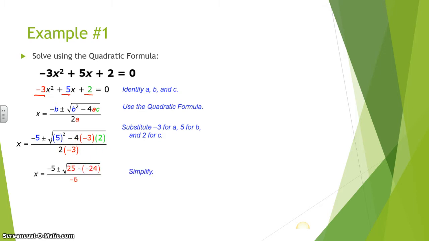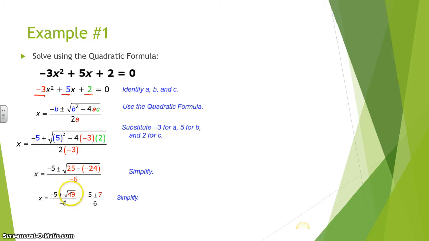So now what we're going to do is simplify this down. So we'll leave negative 5 outside of the square root symbol. Negative 5 plus or minus 5 squared is 25. Then negative 4 times negative 3 times 2 is going to give me negative 24 here. So it's 25 minus 24, all of that is over negative 6. So when we break that down even further, it's going to be negative 5 plus or minus the square root of 25 plus 24, which is 49, divided by negative 6.